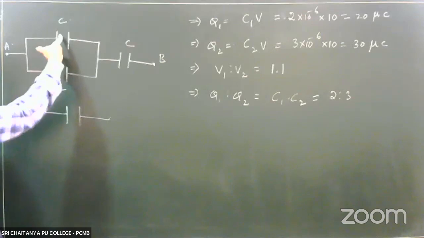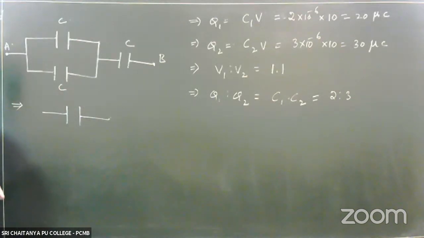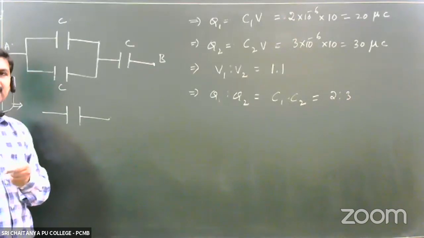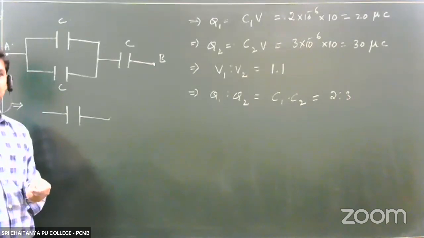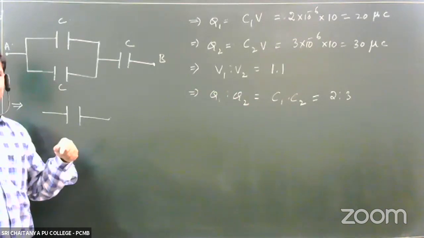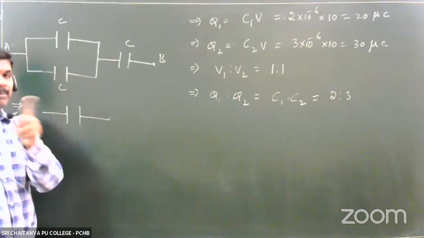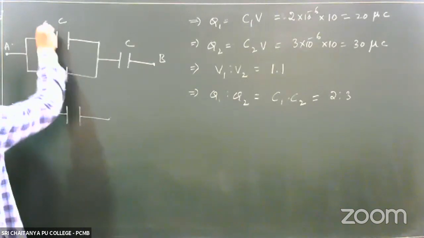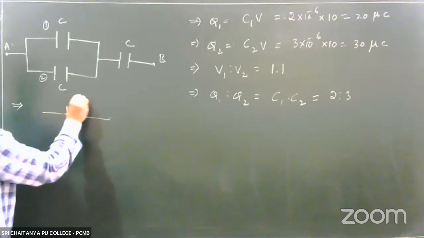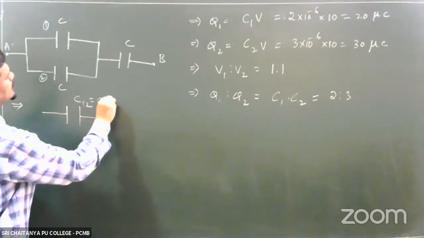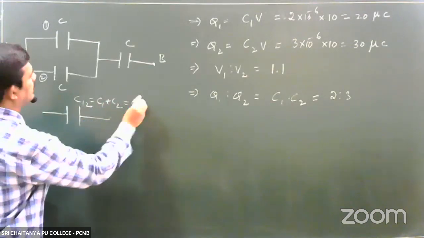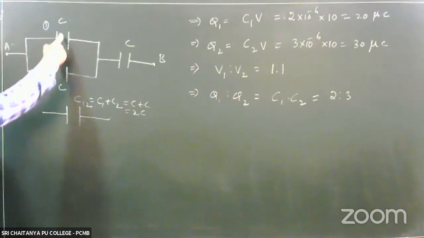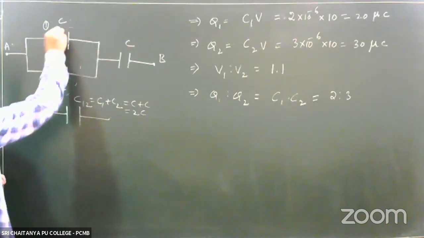How these two are? C, C. If two capacitors connected in parallel, resultant is what? C1 plus C2. So resultant of these two, I call it as 1, I call this as 2, then C12 is equal to C1 plus C2, that is C plus C, 2C. These two combination completed.